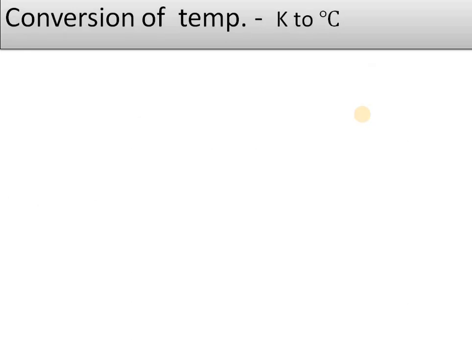Now next is conversion of temperature from Kelvin to degree Celsius. I hope I'm at your pace and not running fast. The formula is degree Celsius equals Kelvin minus 273. Why this 273? Because 0 degree Celsius equals 273 Kelvin.